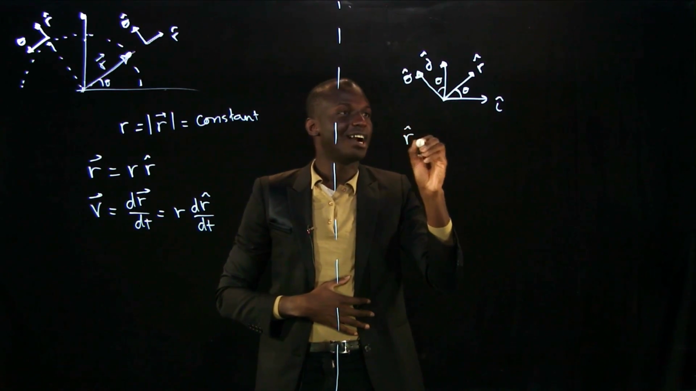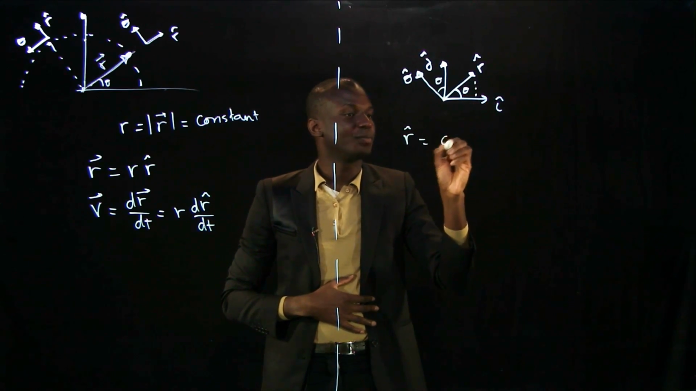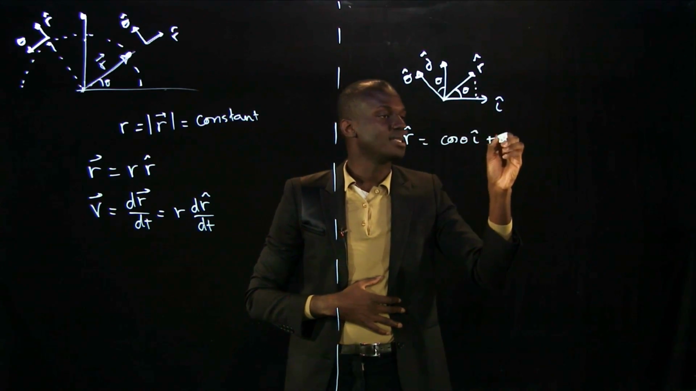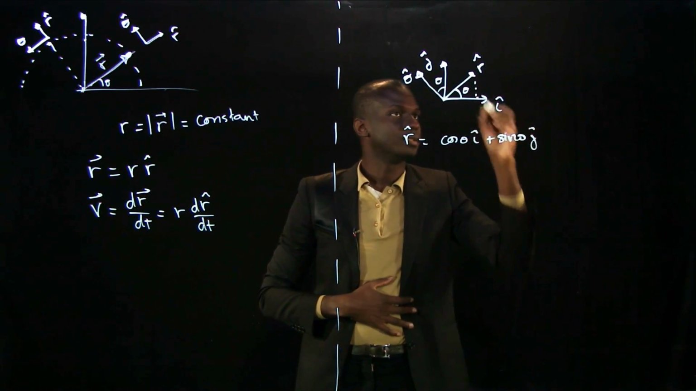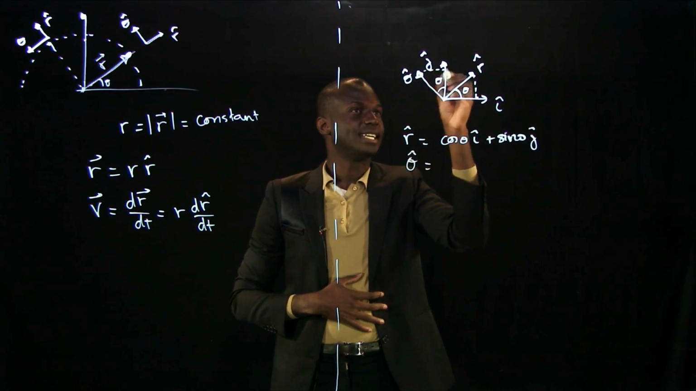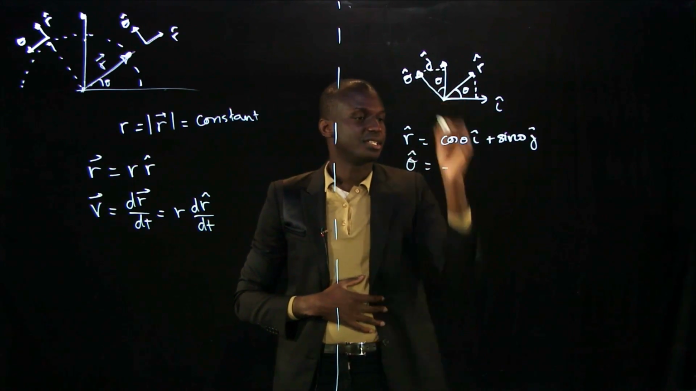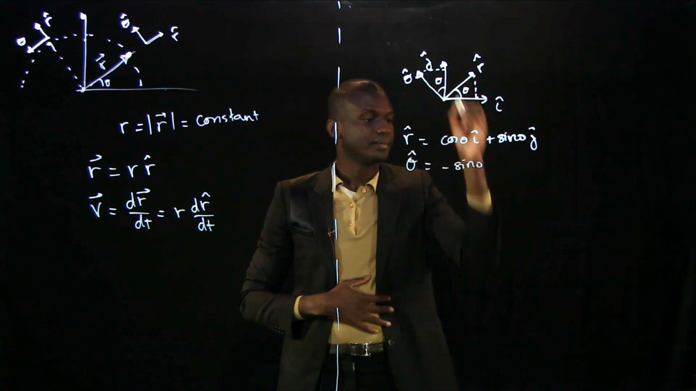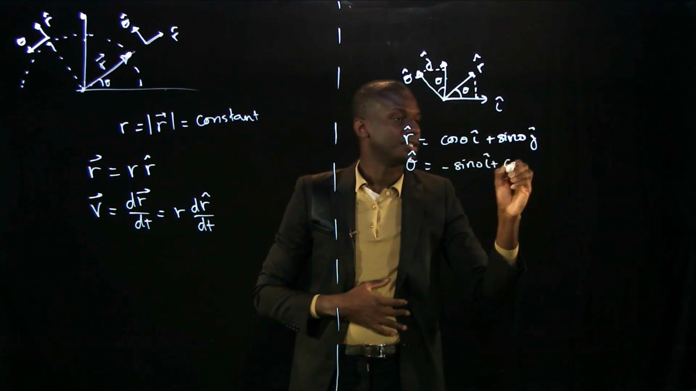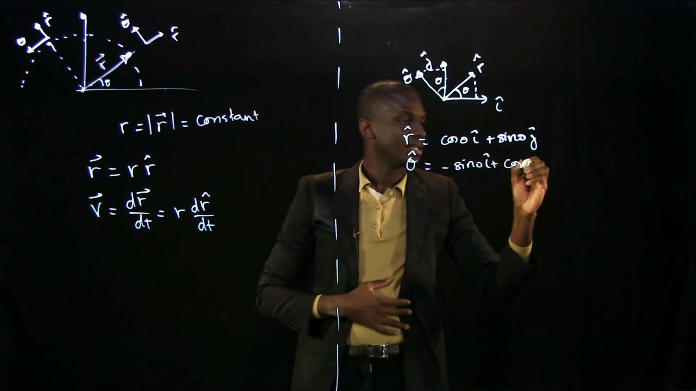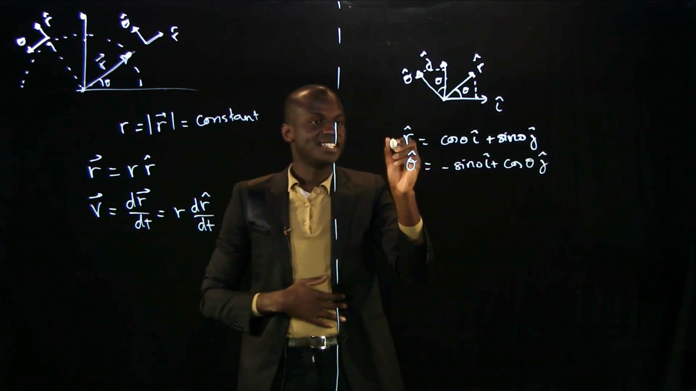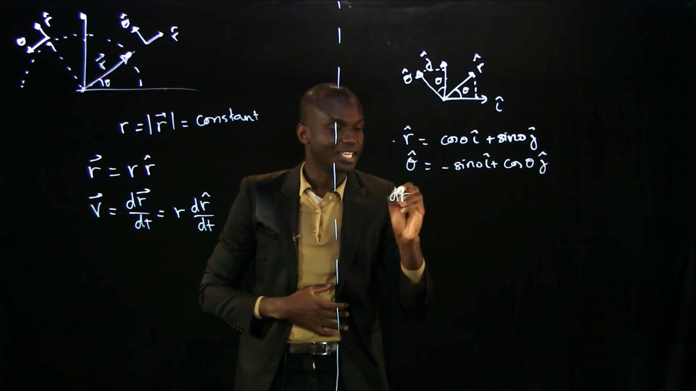We've then derived that r hat is going to have a component of cosine theta in the i hat direction, that's this component, plus sine of theta in the j hat direction, which is this component. And theta hat is going to have a component in the minus i hat direction, which is then minus sine of theta, plus a component in the j hat direction, which is this adjacent, which is cosine theta in the j hat direction.